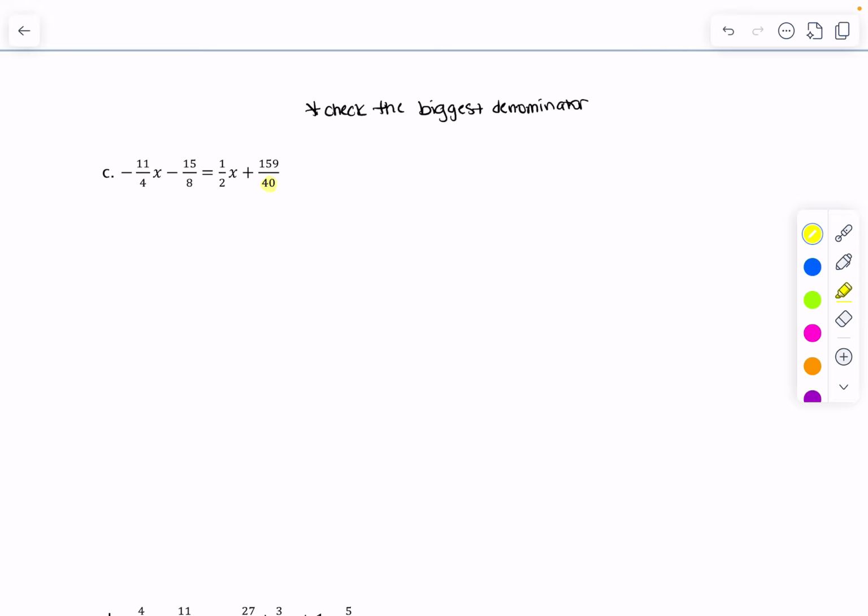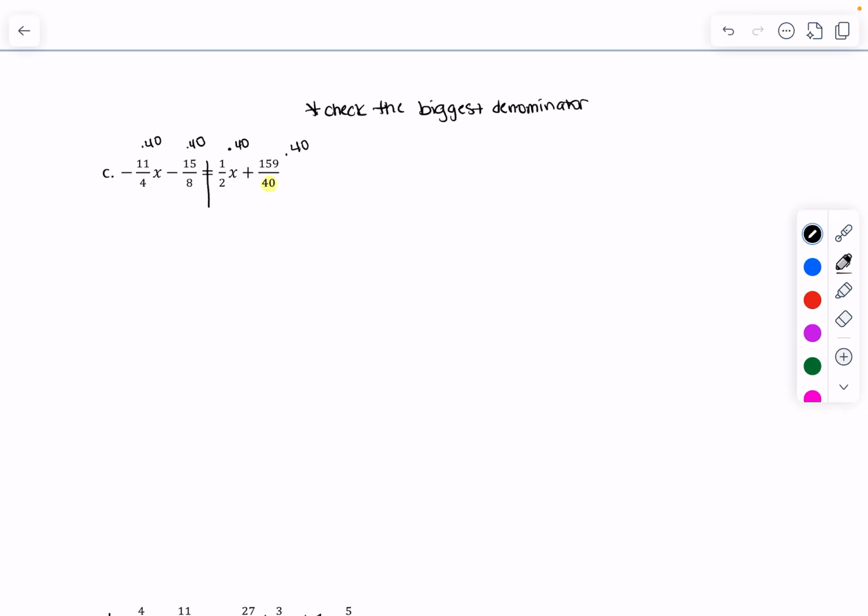And so I ask myself, does this 4 right here, this 8 right here, and this 2 right here all multiply into 40? And the answer is yes. 4 times 10 is 40, 8 times 5 is 40, and 2 times 20 is 40. So they all can multiply into 40. I am then going to multiply every single thing by 40, because that's my common denominator. I'm going to erase these arrows so I have some room.